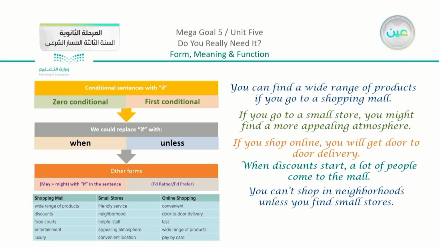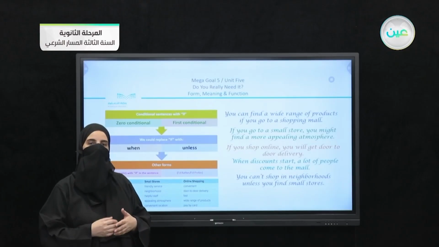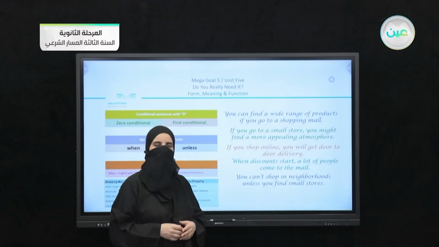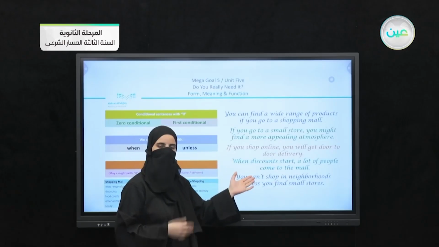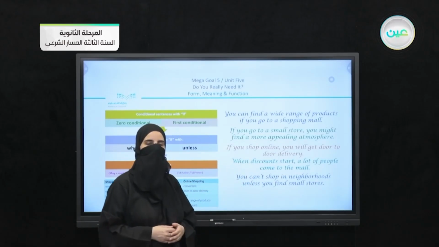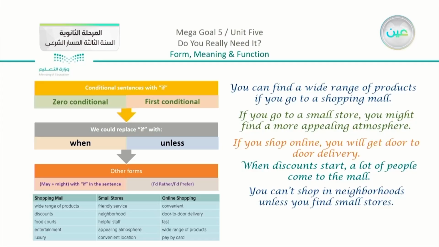We have the first conditional sentence using will. We, after that, replaced if using when in the sentence. So you can see it's the same idea, but we replaced if with when. We do have the clause at the very beginning, and there is the comma. So we have here when discounts start. This is the dependent clause, completing a lot of people come to the mall. And the last sentence that we have here, you can't shop in neighborhoods unless you find small stores.